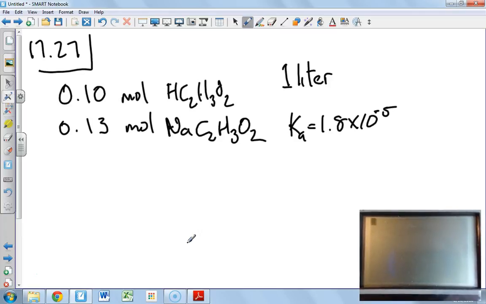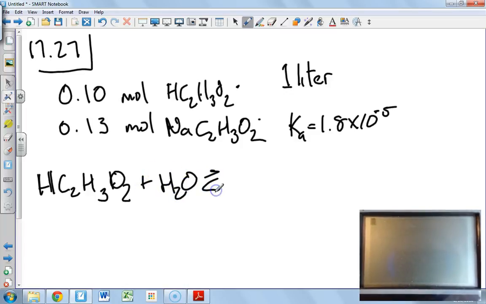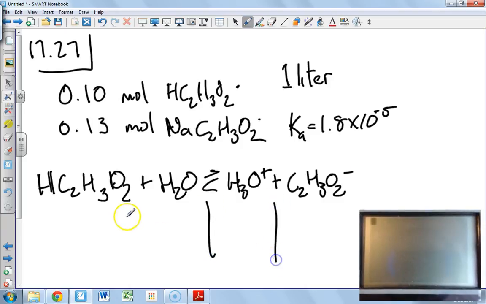When you're trying to look at these problems and get in the right frame of mind, nothing's being added to it. This is a mixture of just a weak acid and its conjugate, so it becomes just a weak acid problem. So we write the weak acid reaction: HC2H3O2 plus H2O is in equilibrium with H3O plus and C2H3O2 minus. Okay, do an ICE chart.